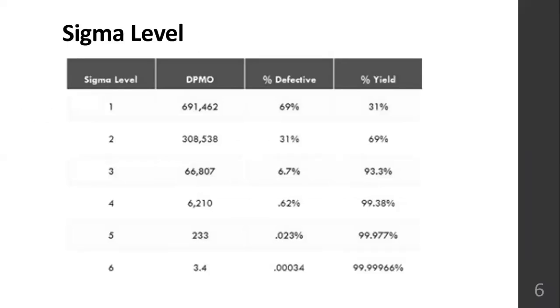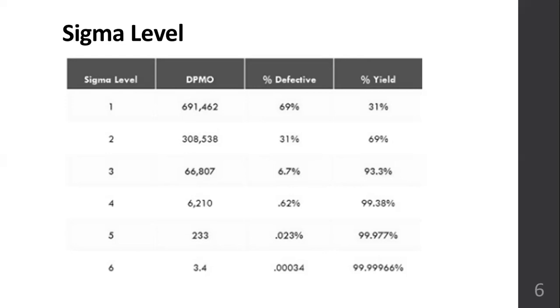Then the Six Sigma level. Why is it Six Sigma, not Five Sigma or Four Sigma? What is the importance of Six Sigma? From where does this word come? To understand that, you have to understand what the other Sigma levels are. Six is one of the Sigma levels.